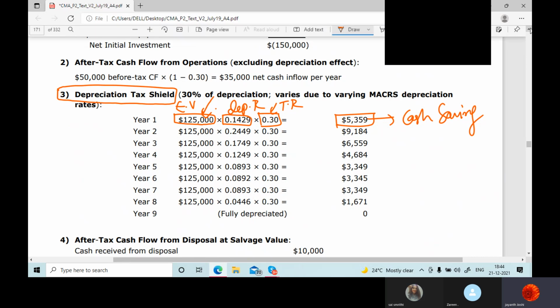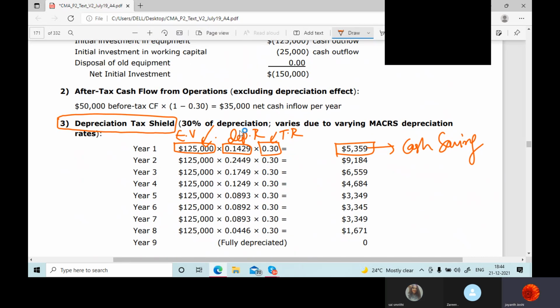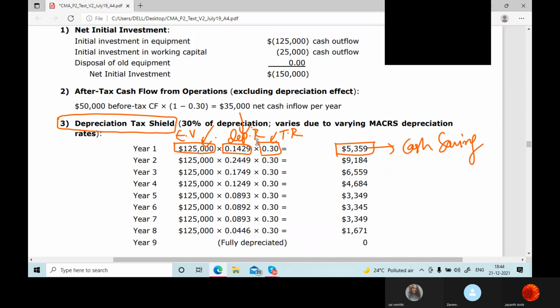I'm giving you time, and I have told you, you need not remember these rates. They would be given to you in the question. No one can remember that. No need to remember. It's irrelevant.